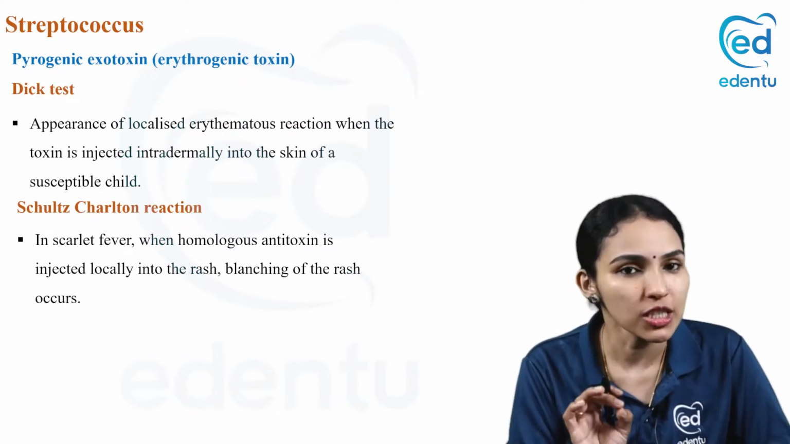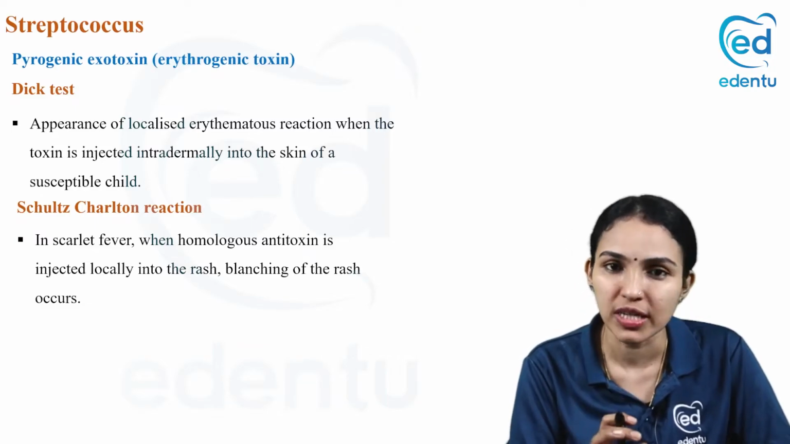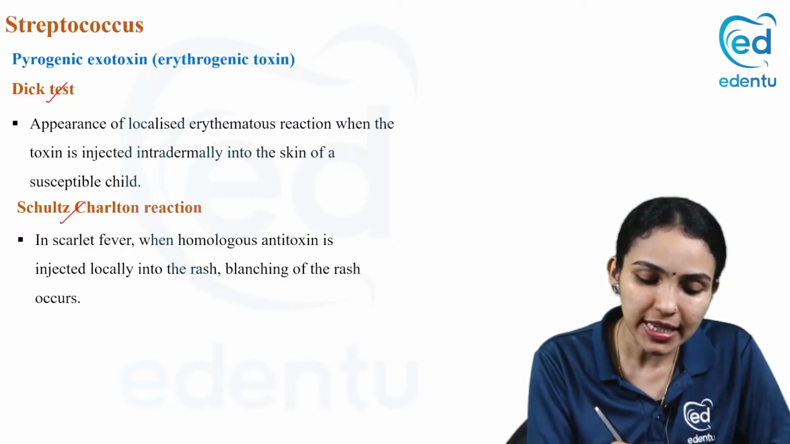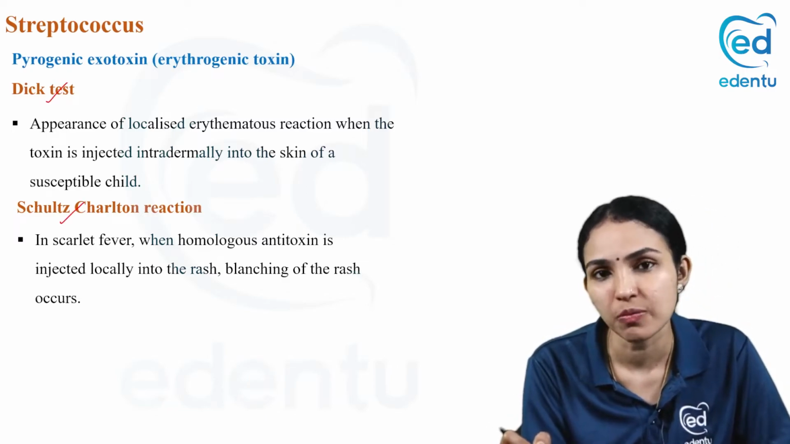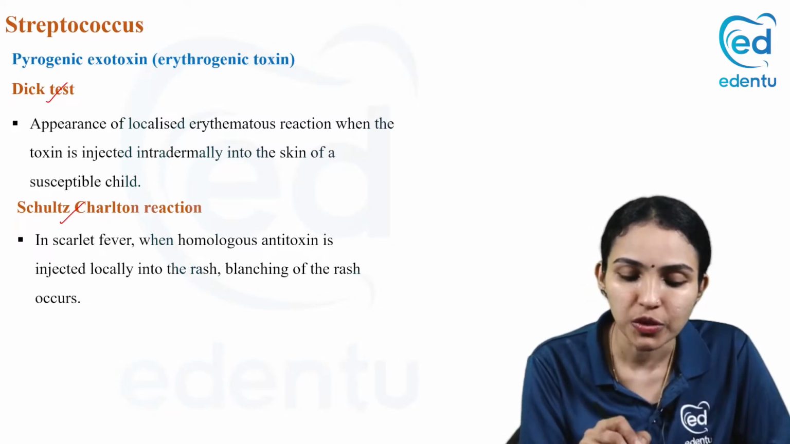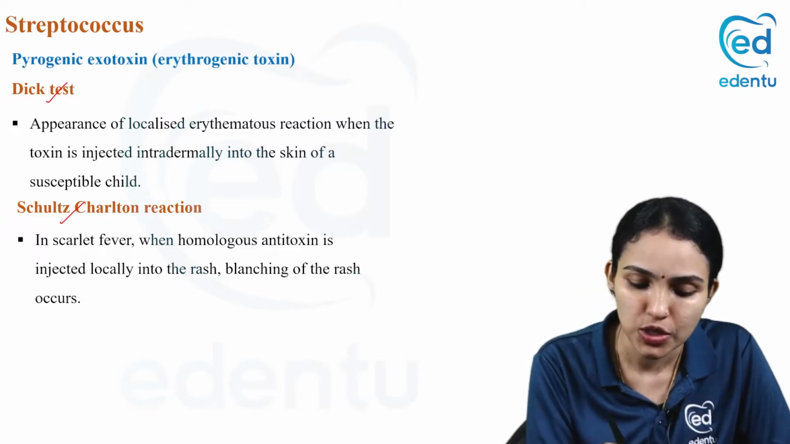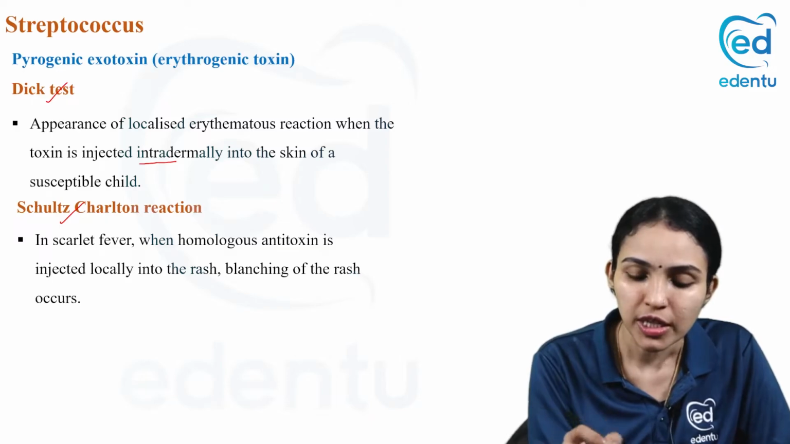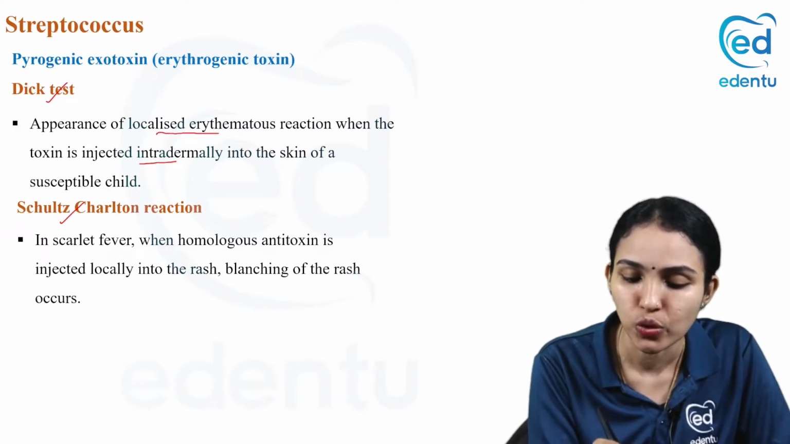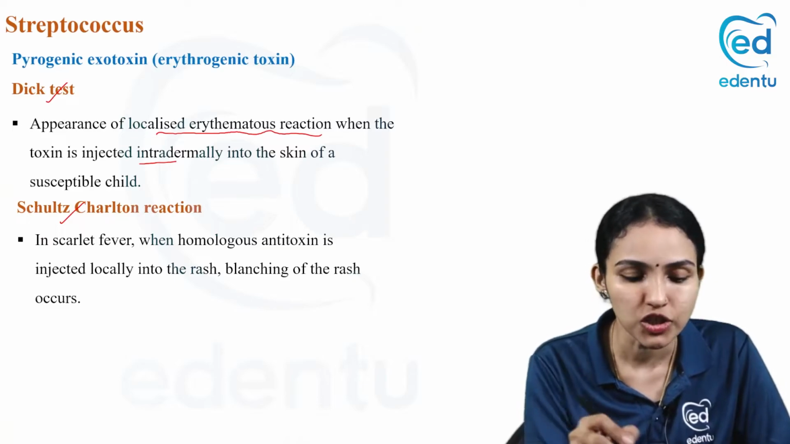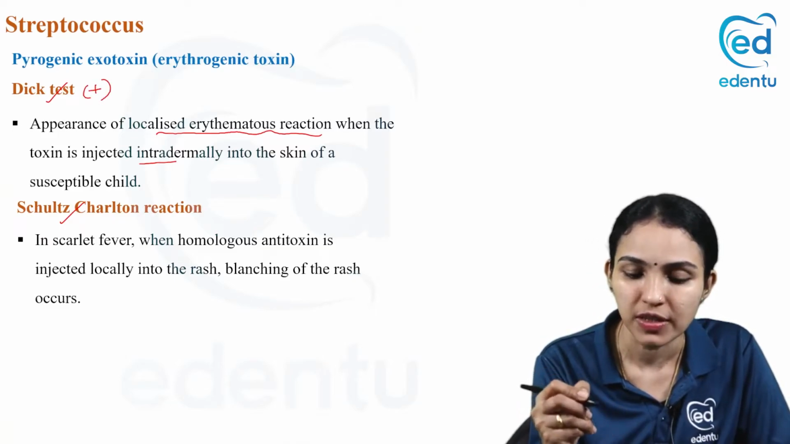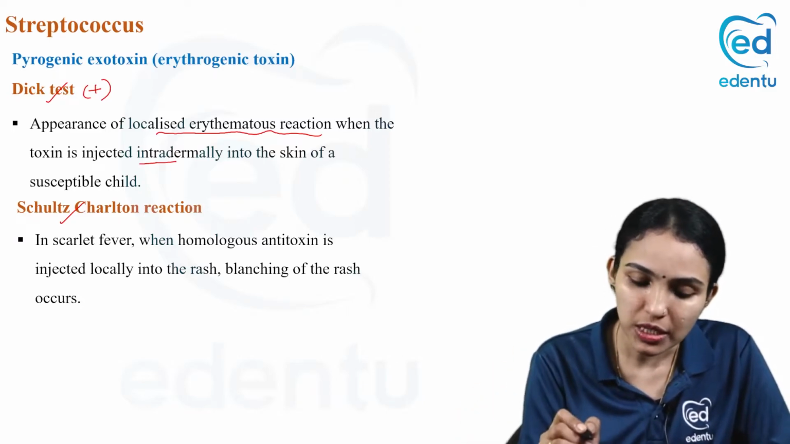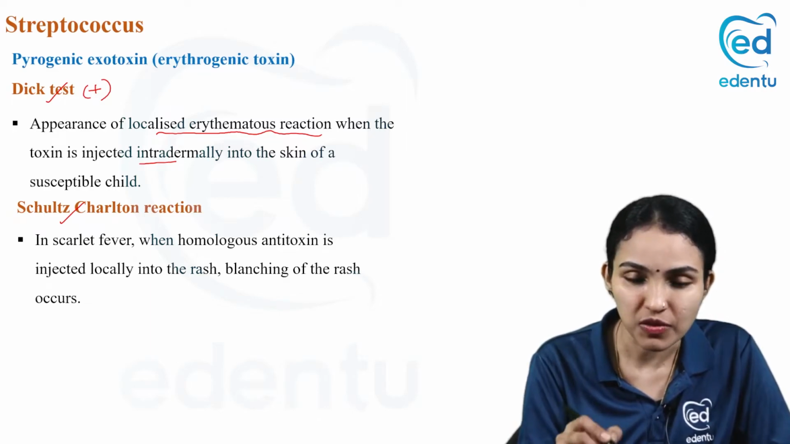There are two tests based on the pyrogenic exotoxin. Actually, both these tests are outdated and not performed now, but we still learn them in the theory part, or you can get an MCQ from this. Dick test and Schultz-Charlton reaction, both are based on the pyrogenic exotoxin. If you inject pyrogenic exotoxin intradermally into the skin of a child who may be susceptible to scarlet fever, you can see a localized erythematous reaction at the site of injection. If this reaction is positive, the Dick test is positive, and that indicates the child is susceptible to streptococcal scarlet fever.